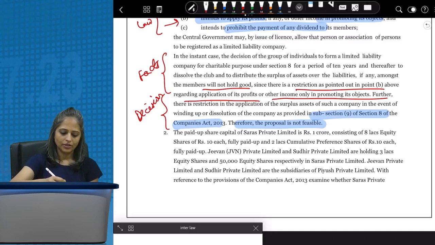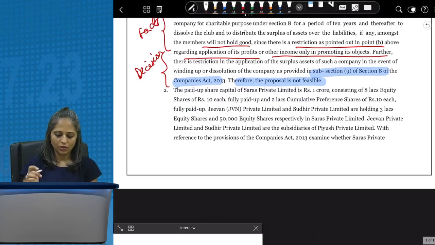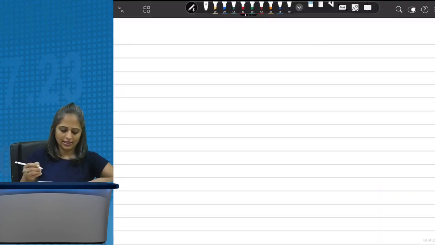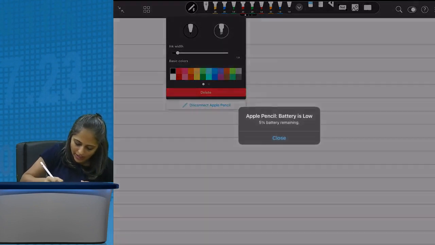Now, coming to question number 2. The paid up share capital of Saras Private Limited is 1 Cr consisting of 8 lakh equity shares of rupees 10 each fully paid up and 2 lakh cumulative preference shares of rupees 10 each fully paid up. So we will just write it down so that it's clear. So there is Saras Limited that you have.